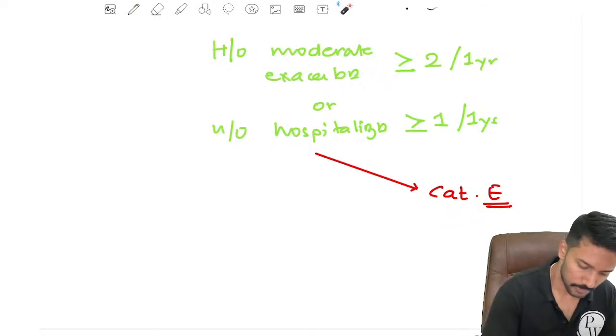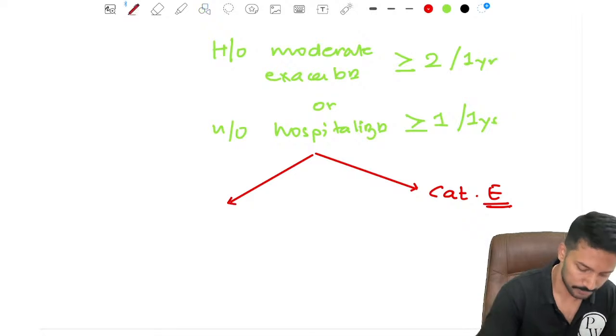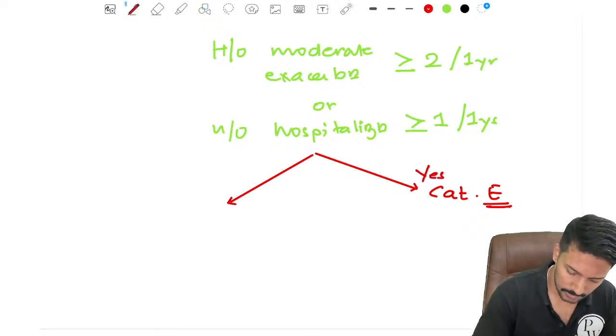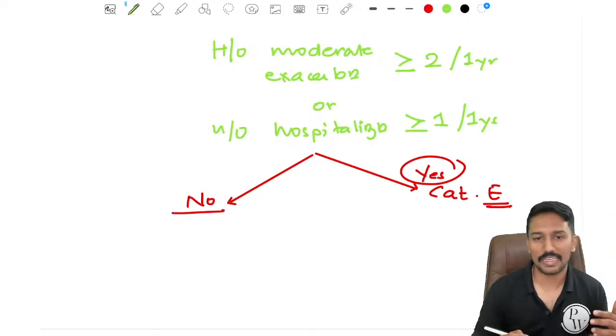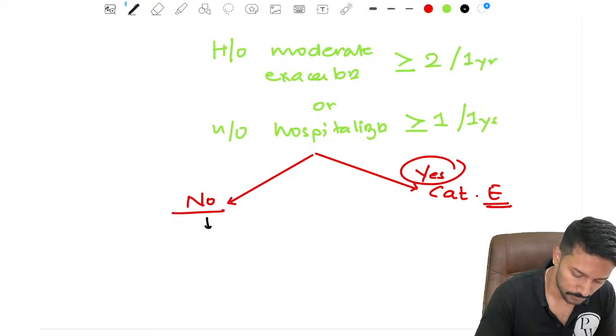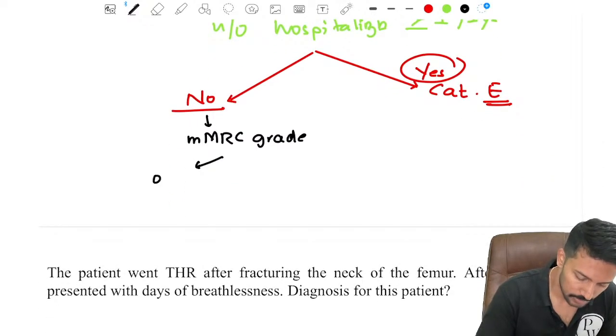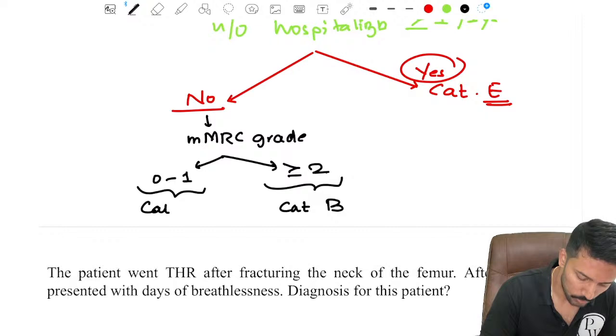Now, if you say that no sir, not so many significant exacerbations have happened, right? If the answer is yes, the patient will go into category E. But if you say no, then he will go into either category A or B. Now to decide that, we have to look at the Modified Medical Research Council grade, MMRC grade. The grade can be either 0 to 1 or more than or equal to 2. If it is more than or equal to 2, the patient will go into category B, and if it is 0 to 1, the patient will go into category A.